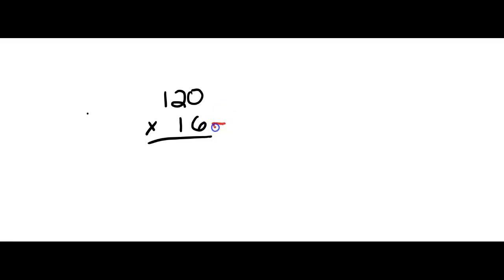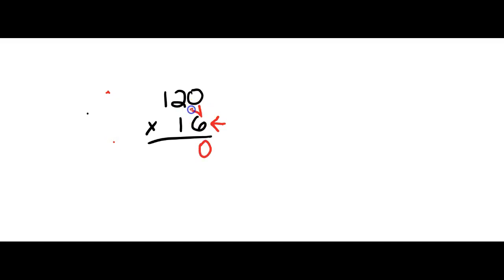I want to work with the 6, the digit in the ones place. So I'm going to start off by multiplying. What am I going to multiply the 6 by first? I'm going to do 6 times 0. 6 times 0 is 0, so I just put down my 0.